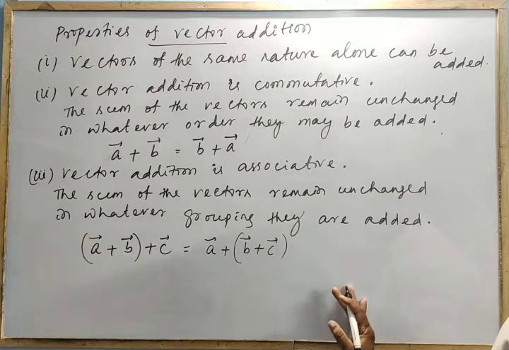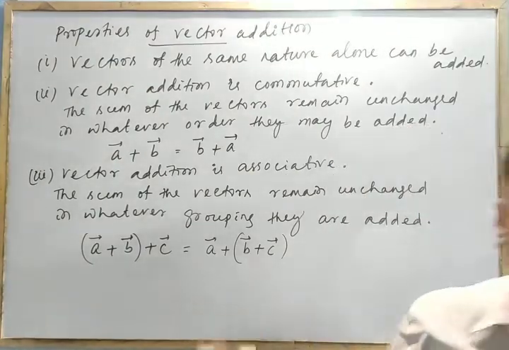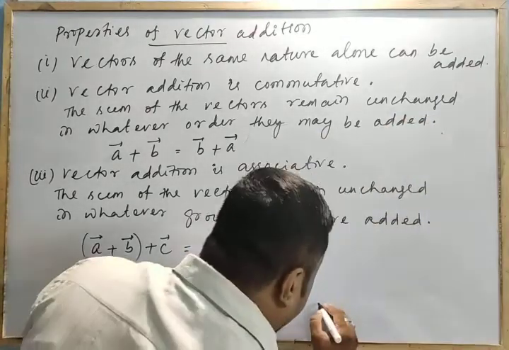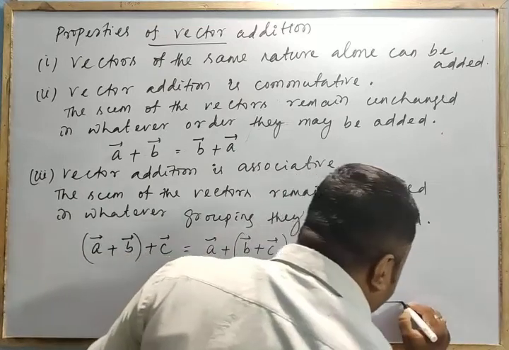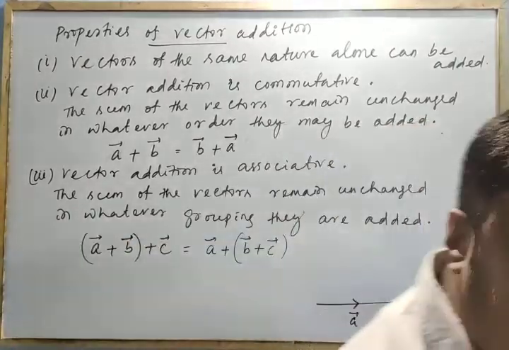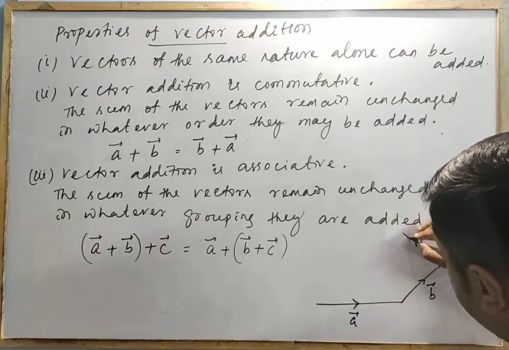Can I show this one? Are you interested to know? Let me draw that one. I am not writing in detail. Suppose let A, B be the vector, and C be the vector, like this.